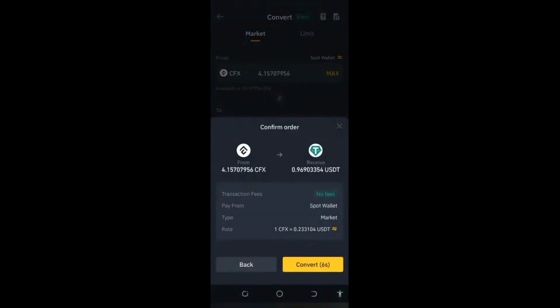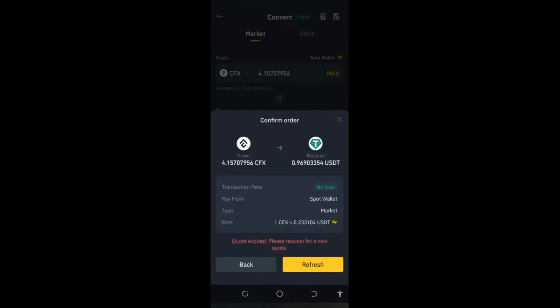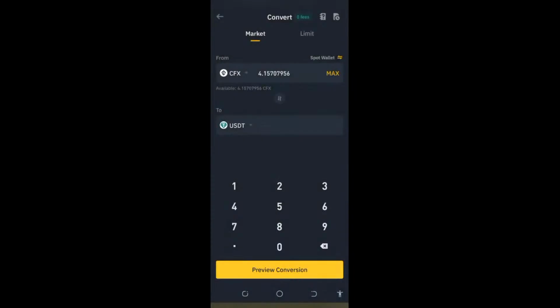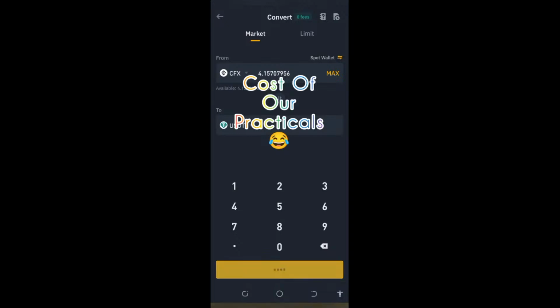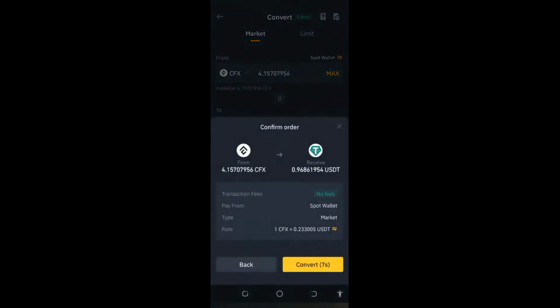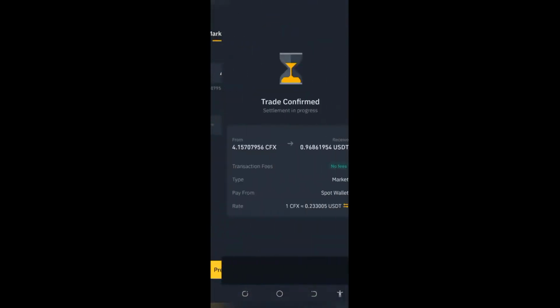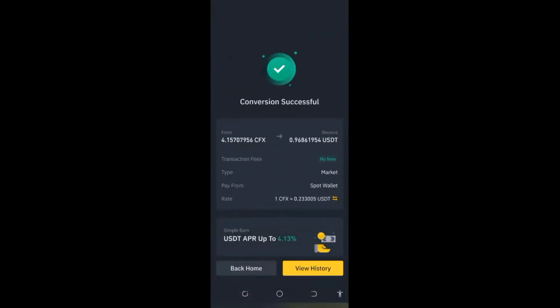I was too much in a hurry to get that back. Oh, we lost 4 cents. Is it 4 cents? About 3 cents thereabouts. Anyway, let's just take it as the cost of our practicals. We've got to learn some things, this happens. We have to learn it.